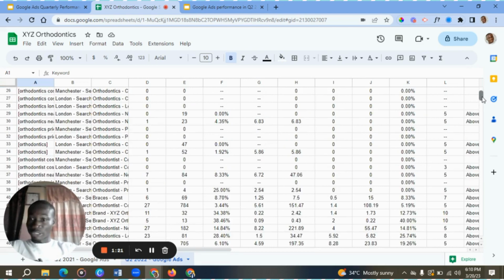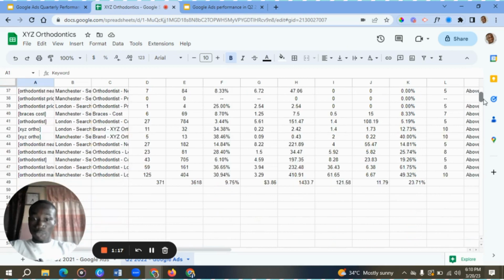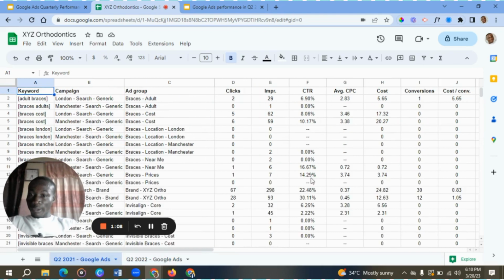So this was the account that was given to me as a sample. This was the results for the quarter for 2021. Let me move this. Sorry, this was Q2 report 2021, and this was Q2 report 2022. And so I was to compare the results and create a quarterly report.